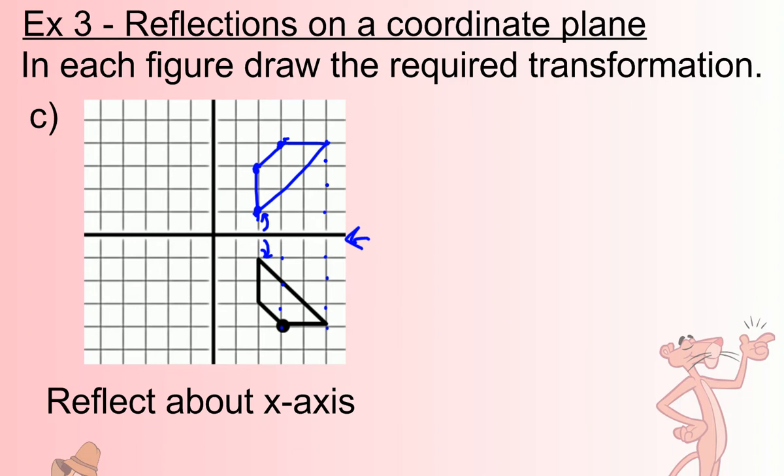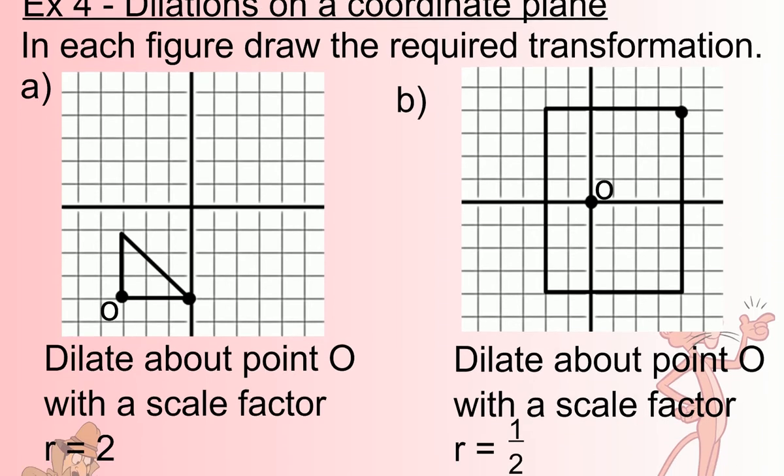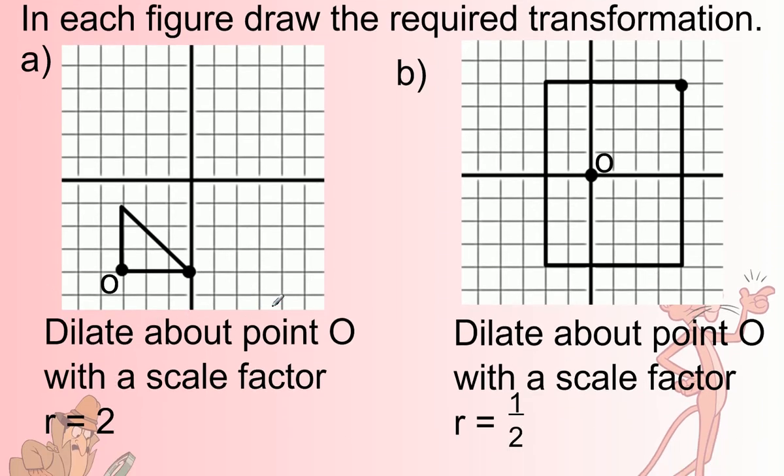So we've done rotations, reflections, and translations, which means the last one will be a dilation. Now, we did this in the last lesson. This is exactly what we did in the last lesson. It says draw the required transformation. So we're going to dilate about point O with a scale factor of 2.